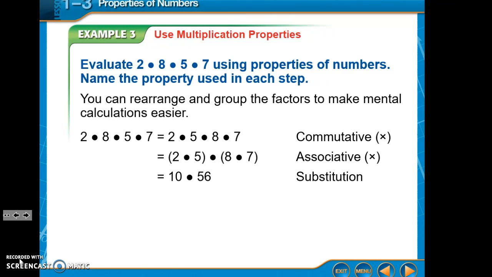So here we get 10 times 56, which is going to be 560. Can you see how grouping the numbers can make things easier to work with?